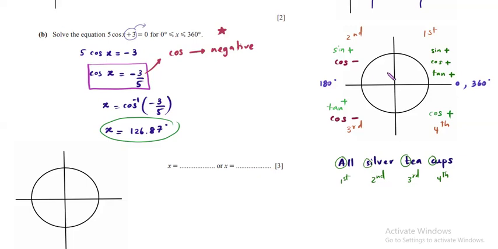First, after we identify the quadrant, we're going to put this value that we found for x here. We're going to draw it. So this is 126.87 degrees, which is an obtuse angle. So I need to start from this 0, and 126.87 means it's going to be like this. This is going to be that 126.87 degrees.